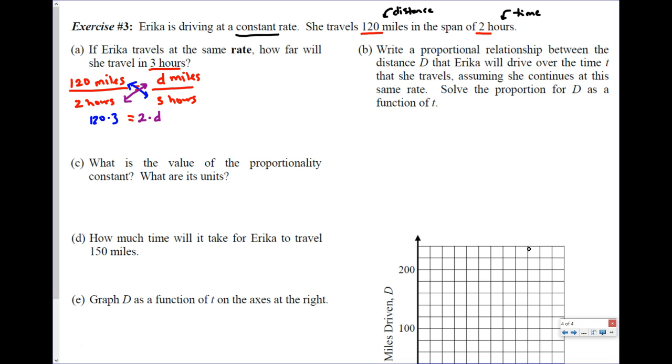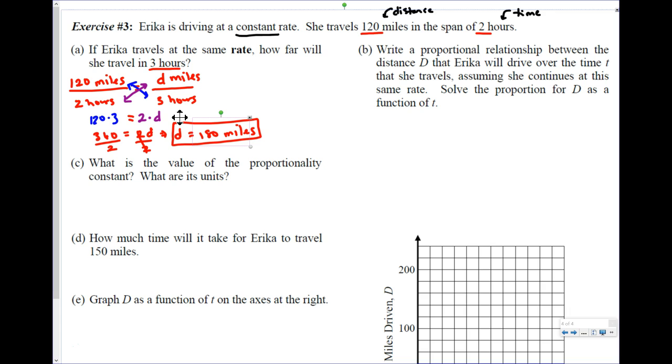120 times 3 is 360. And 2 times D is just 2D. And now I need to get D by itself to figure out her distance. So I divide both sides by 2. And 360 divided by 2 is 180. So what this question is asking, if she's going at the same rate of 120 miles in 2 hours, in 3 hours she will have gone 180 miles.